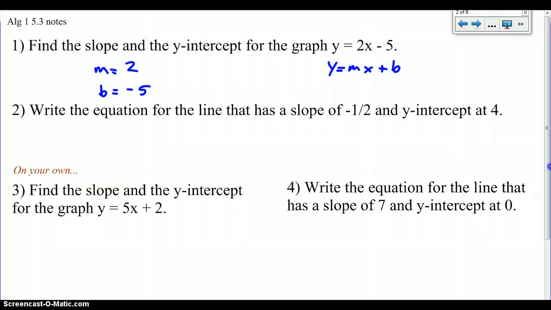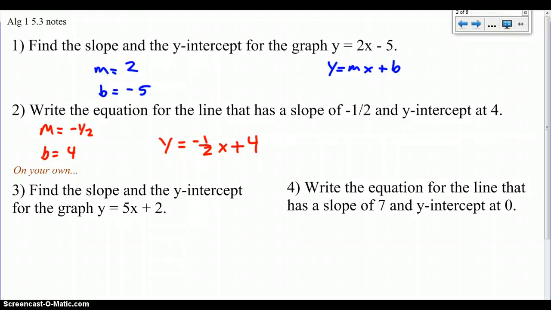All right, number two is go in the opposite direction. Write the equation for the line that has a slope of negative 1/2 and a y-intercept at 4. So we know the slope again is negative 1/2. Y-intercept is 4, so we could just simply plug it in. Y equals negative 1/2 x plus 4. That's it. That's all there is to it.